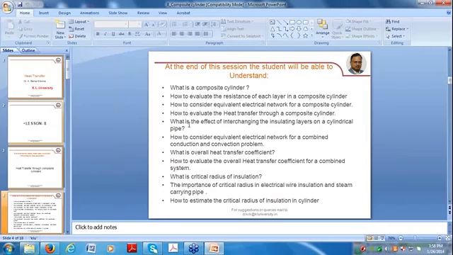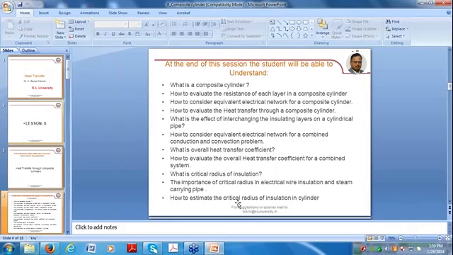and more importantly, what is the effect of interchanging the insulating layers on a cylindrical pipe, and how to consider equivalent electrical network when there is convection combined with conduction, and what is an overall heat transfer coefficient, and what is the significance of it, how to evaluate it, and finally, what is critical radius of insulation and what is the importance of critical radius in different engineering applications, and how to estimate the critical radius of insulation for a cylinder.